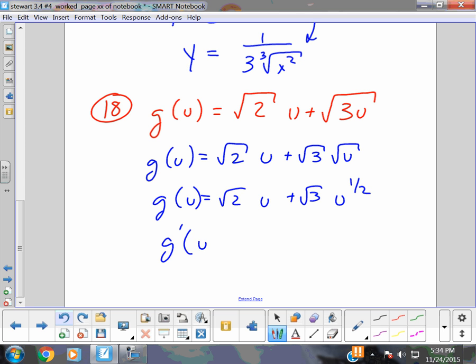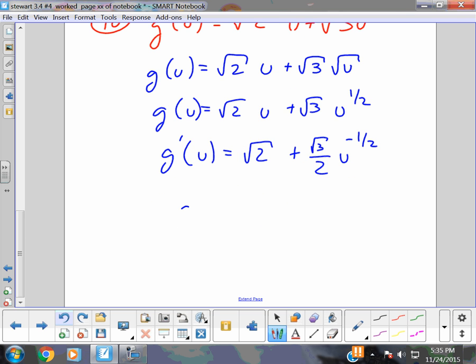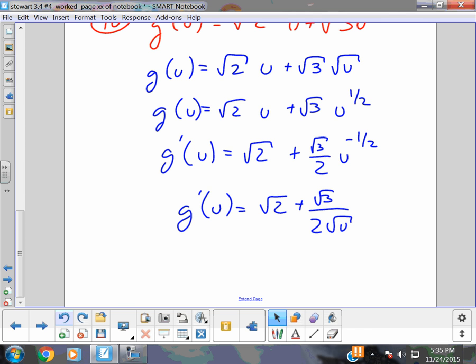G prime of u is just square root of 2, right? Plus, bring the half down, square root of 3 over 2, reduce the power by 1. And I would take this answer, if you want to put it back in radical notation, it would look like that.